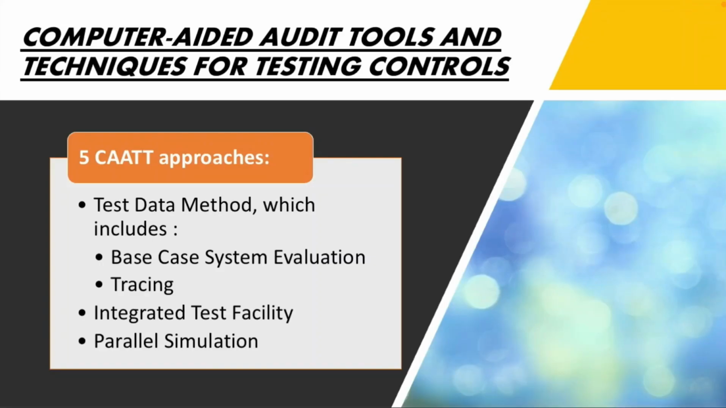The next part would be computer-aided audit tools and techniques for testing controls. We have 5 CAAT approaches: the test data method, which also includes base case system evaluation and tracing, and then the integrated test facility and parallel simulation.